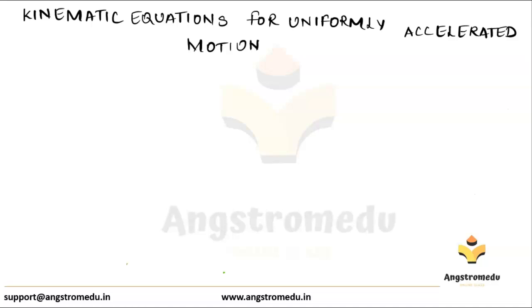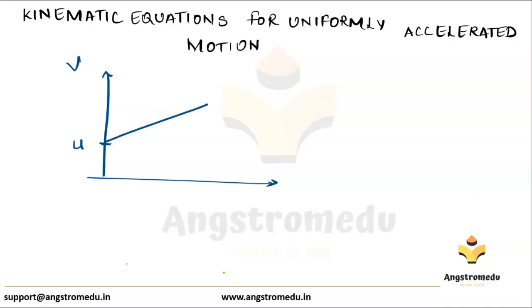Today we are going to learn about the kinematic equations for uniformly accelerated motion. Uniformly accelerated motion means that acceleration is constant. So let us understand the three kinematic equations for uniformly accelerated motion. Let us say we have a particle which started with velocity u and accelerated uniformly. This is actually a v-t graph. Its final velocity after some time t is v.